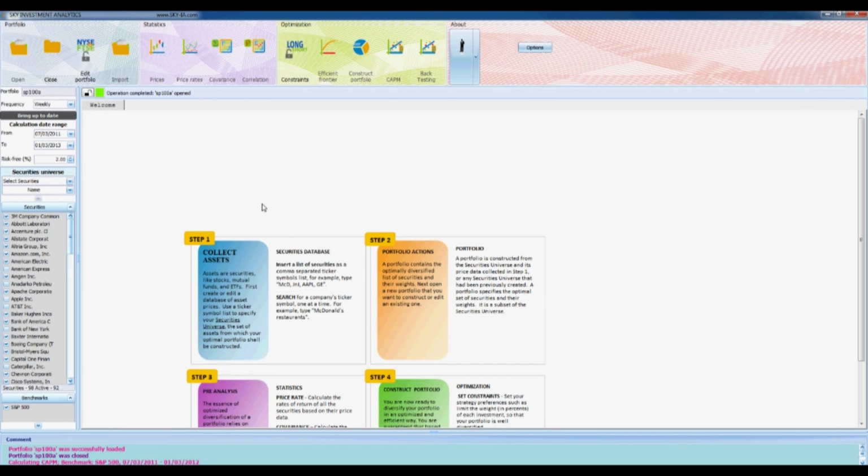Other parameters that affect the results, for example, are changing the selection on the securities list, modifying the frequency of calculations, and of course setting the constraints.